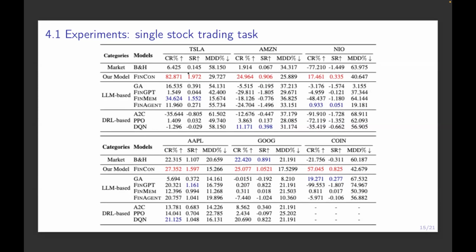As you can see, the red results represent the first place among all these trading tasks, and the blue represents the second best performance. All those models cannot maintain a robust performance on the trading tasks, and we believe our design provided FinCon with a very robust performance.